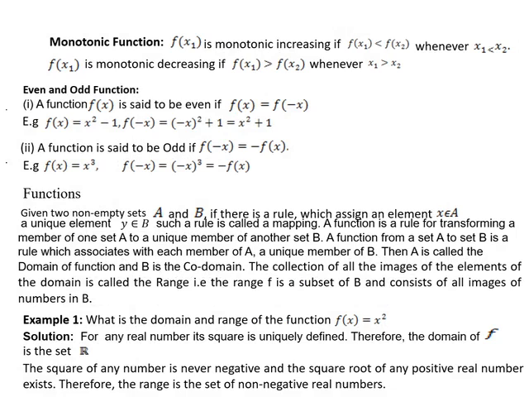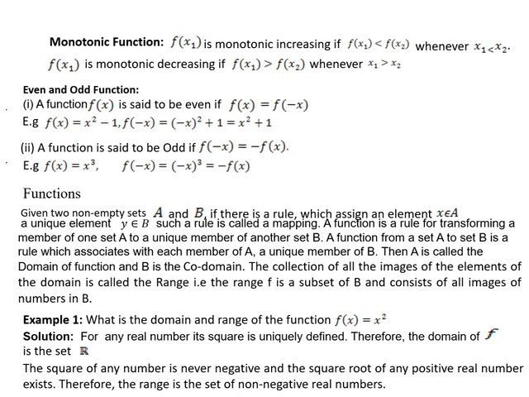Here we move to monotonic function. f of x is monotonic increasing if f of x1 is less than f of x2 whenever x1 is less than x2. And also for monotonic decreasing, we have f of x1 greater than f of x2 whenever x1 is less than x2. And also we move on to even and odd functions.